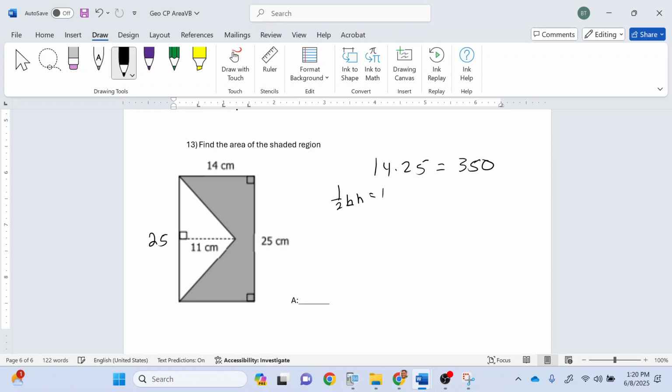So then it's going to be 1/2 times my base, which is based off the right angle, which is 25, times my height, which in this case is 11, because that's what it told me right here. So 11 times 25 times 0.5, that's going to be 137.5. Subtract that from 350. That's going to be 212.5.